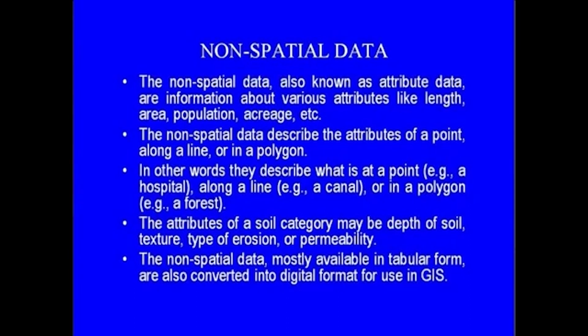The attributes of a soil category may be depth of soil, texture, type of erosion or permeability. The non-spatial data, mostly available in tabular form, are also converted into digital format for use in GIS.